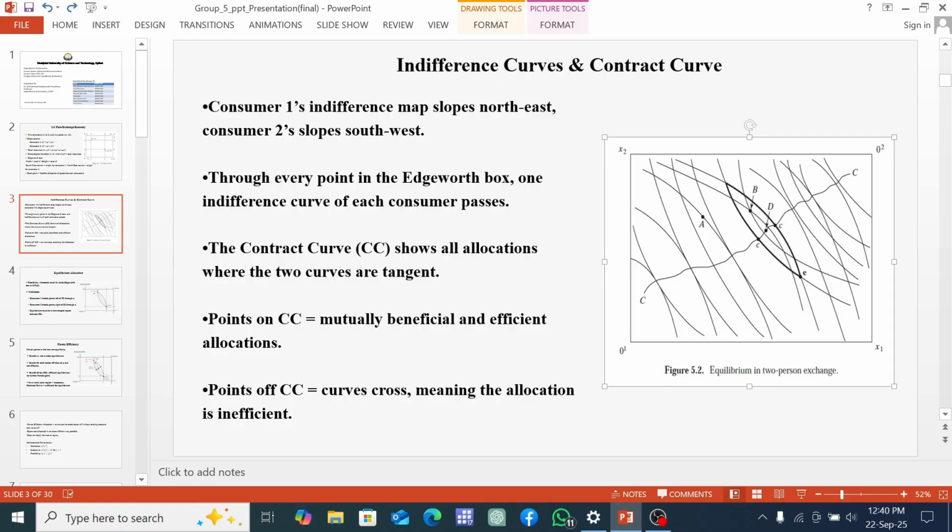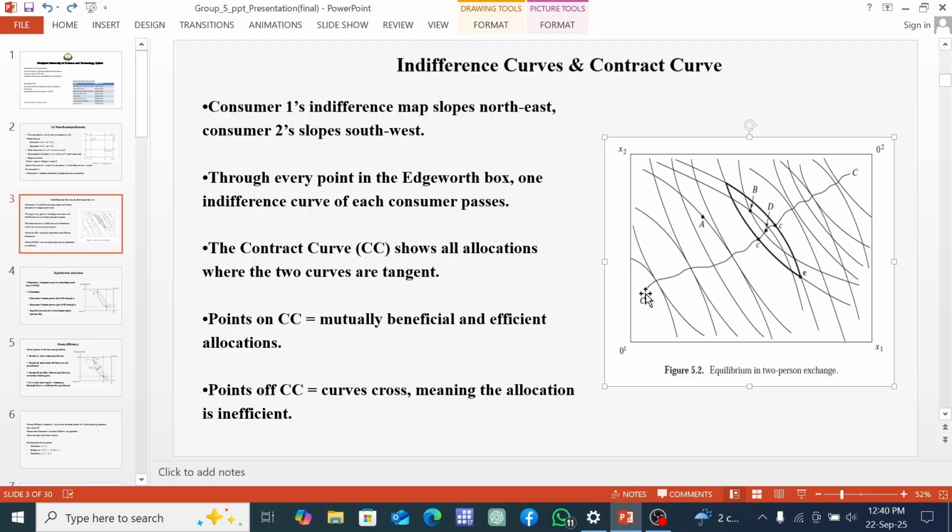For every point in the Edgeworth box, one indifference curve of each consumer passes. So we can see that each indifference curve is passing through the other, right? And we also have some points that are tangent to each other, like this one, that one, and that one. These tangential points are known as the efficient points. If we draw a curve by adding all these points, we form a contour curve.